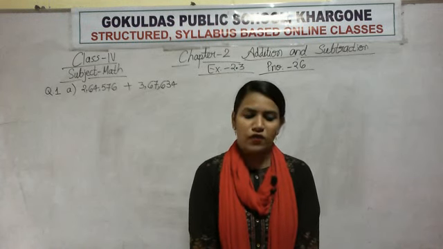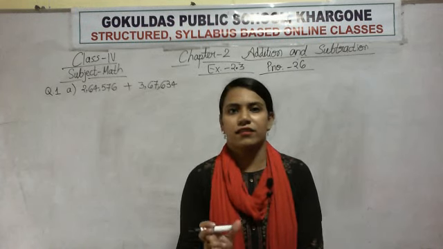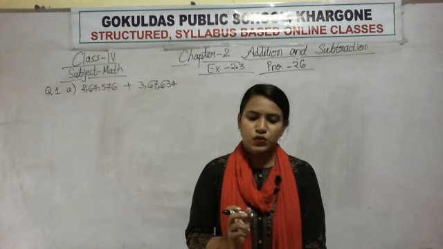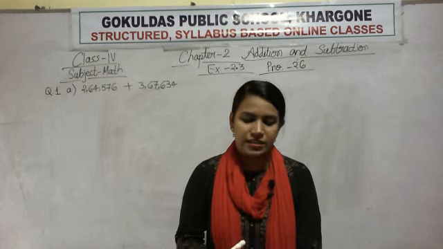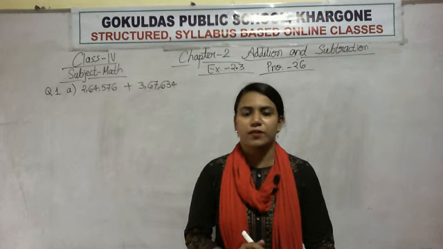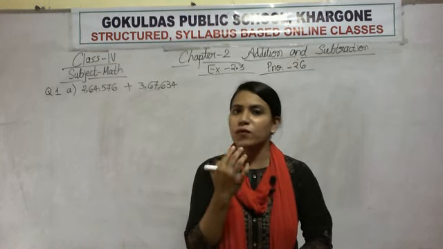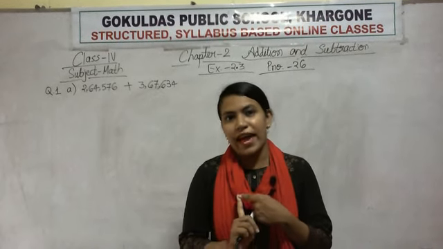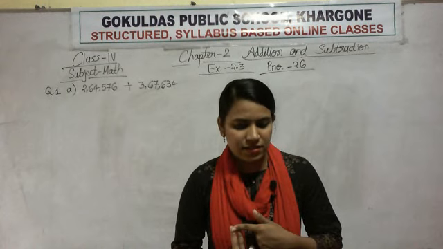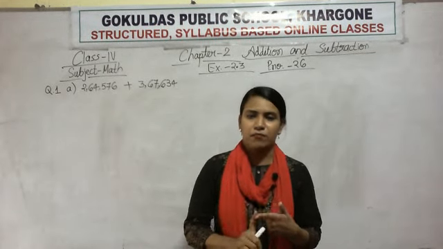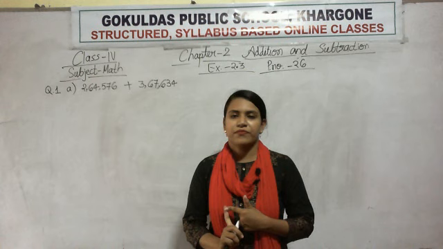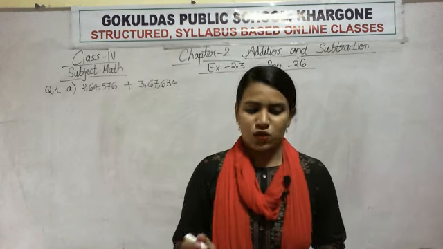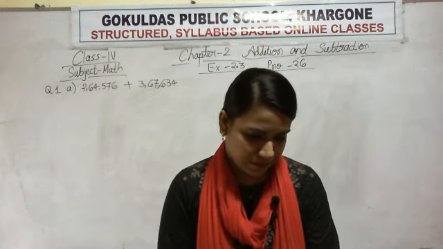Estimate the sum of the following by rounding off the numbers to the nearest 100 and also find the actual sum. Here in this question you have to perform two tasks, right? The first task is to find the actual sum and the second task is to find the sum with some estimated values. That is, after rounding off the numbers you will find the sum. So let's start doing this.